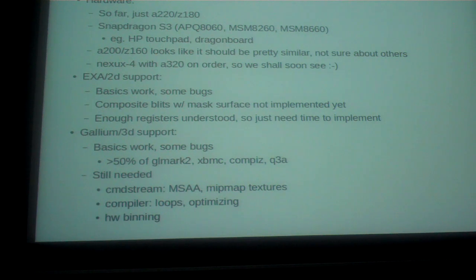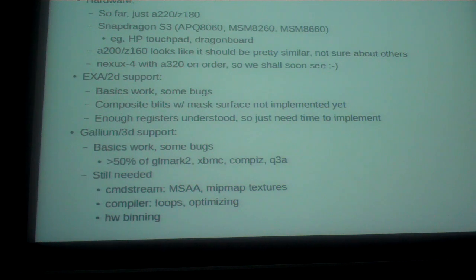On the Gallium side, that's where I've been spending most of my time now. I would say that more than half of GLMark 2 works now. XBMC works. Compiz itself works. There are some bugs with some Unity stuff. Quake 3 Arena basically works. A few things are still needed: I need to add support for MSAA and for mapped textures.